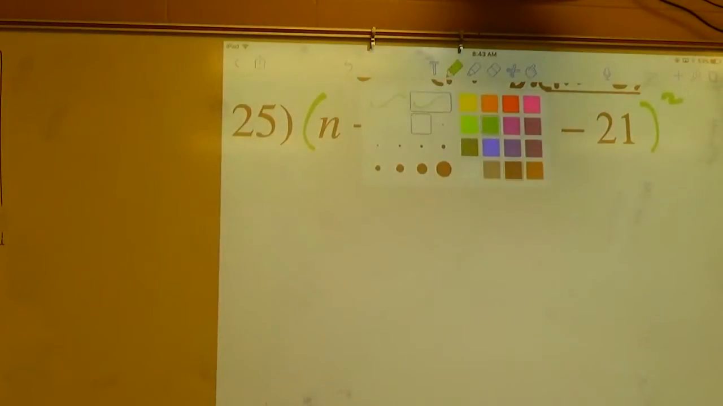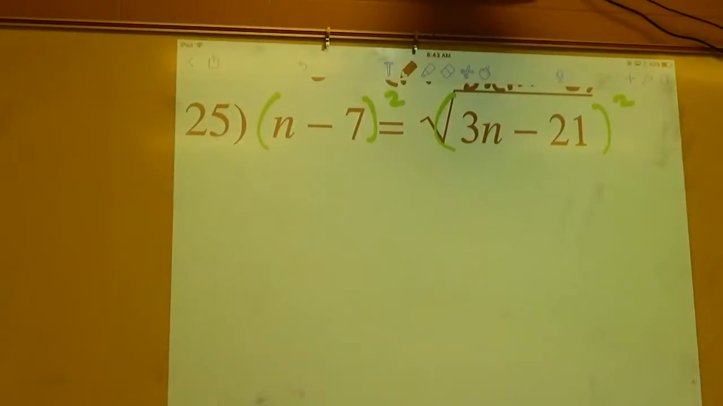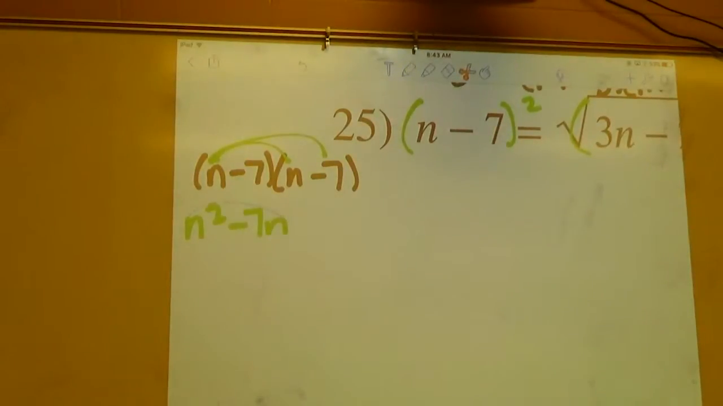Now, what do I have to do with this here? Foil it. So I'll come over here and do it: n minus 7 times n minus 7. So if I FOIL, first, n times n is n squared. Outside would be negative 7n. Inside would be negative 7n. Last is positive 49.